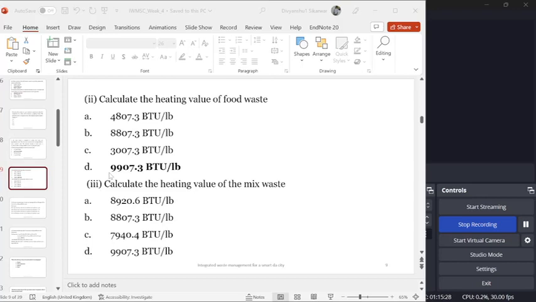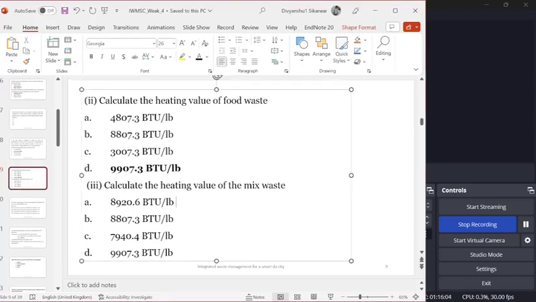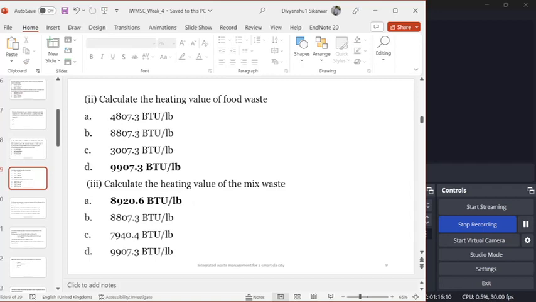So the value we get after this calculation is 8921.06 BTU per pound, which is approximately 8920, option A. So the answer for the third part is 8920.6 BTU.